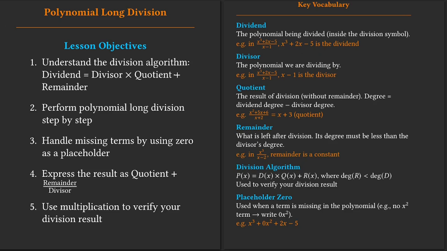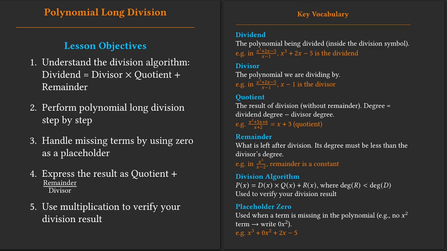On our right hand side here, we have some terms we'll be looking at, and which you'll be hearing me use as the lesson proceeds. The first one is the dividend. When we talk of dividend, it is simply the polynomial being divided. So if I have a over b, for instance, or a divided by b, this is the polynomial being divided, hence we call it the dividend.